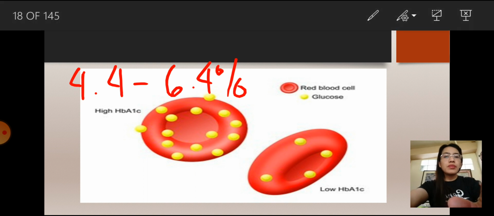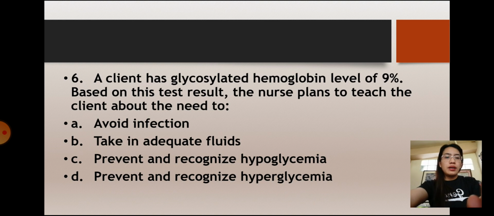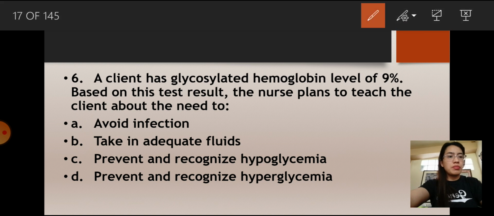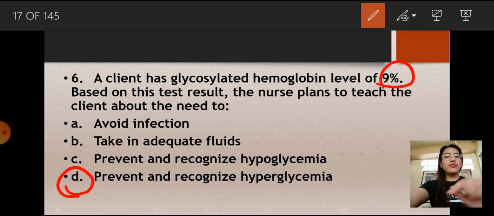Now, if we go back to the question, his glycosylated hemoglobin level is already 9%. So, this is too high. So, what should you teach the client? Avoid infection, take fluid, recognize hypoglycemia, or letter D, prevent and recognize hyperglycemia. Since it is high, his blood sugar is high, so you have to prevent and recognize hyperglycemia. Okay? So, that will be our answer for that question.